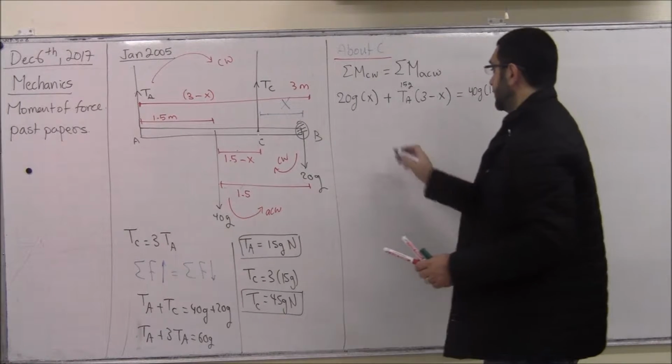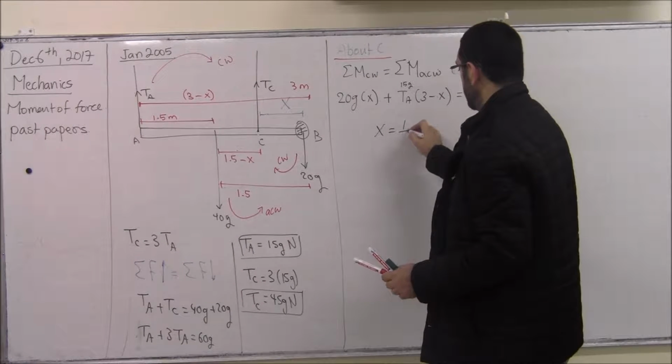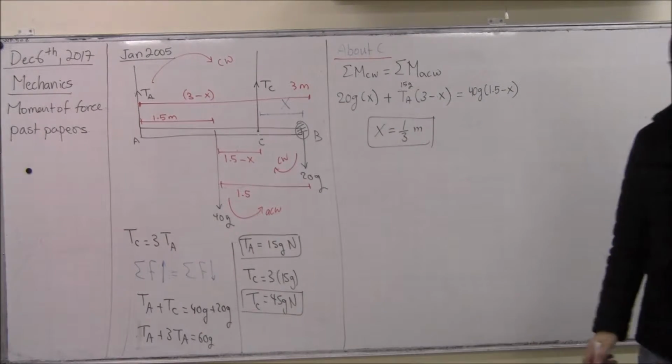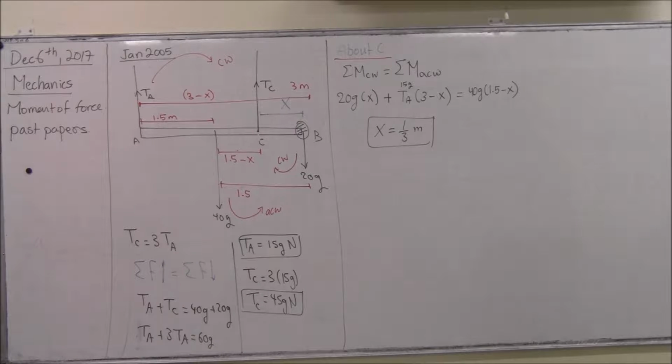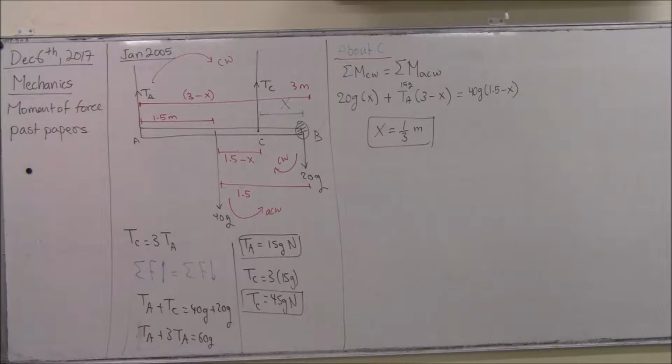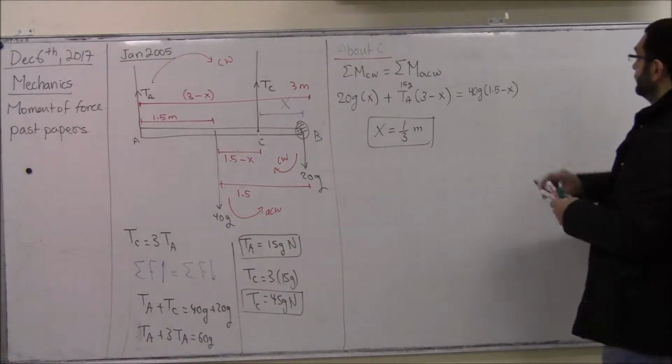X equals 1 over 3 meters. It's algebra now, right? We do not take minus in moments. We always consider the clockwise moment equal to the anti-clockwise moment. If you would like to take minus, you say the clockwise minus the anti-clockwise equals 0. Here we do not take forces negative. Any question about this? No.